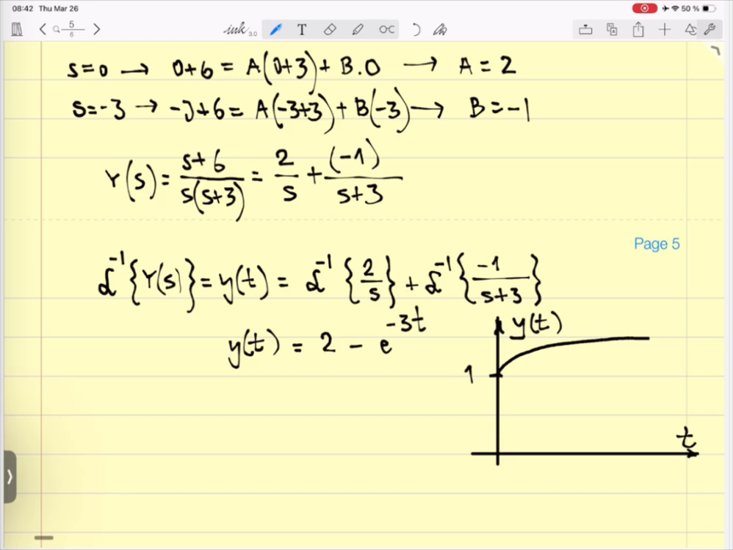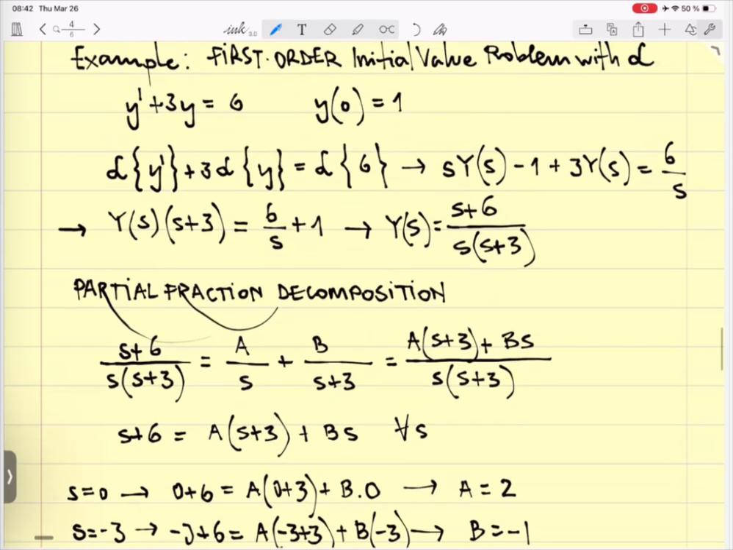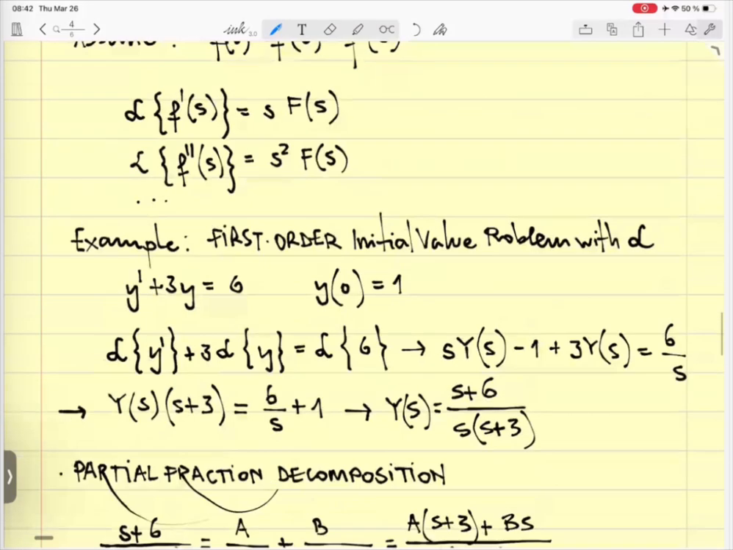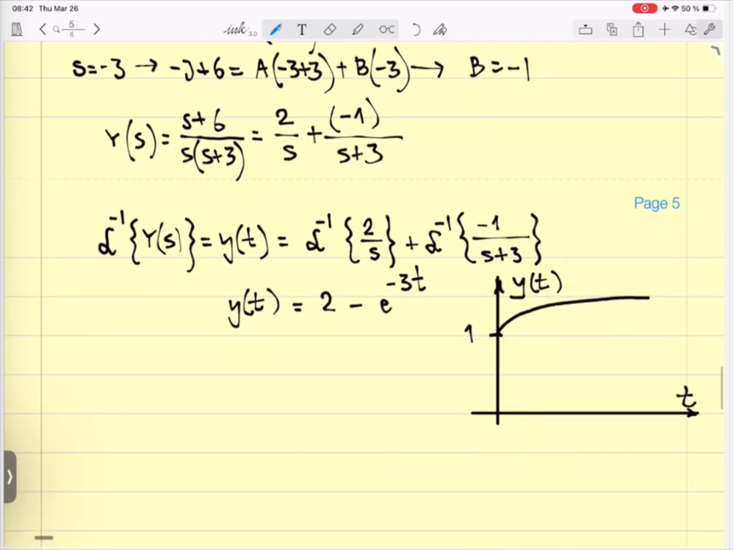So the initial value problem becomes an algebra problem, which is relatively easy to solve. So this is important, okay? Make sure you repeat this. There are many things that are relevant here, like the partial fraction decomposition. For you, let's do another example.